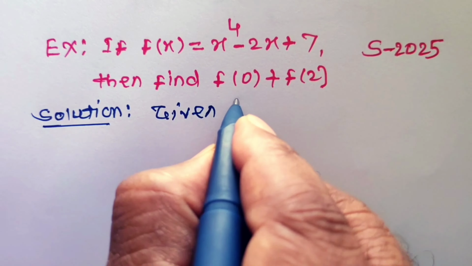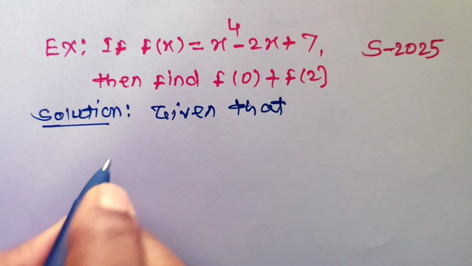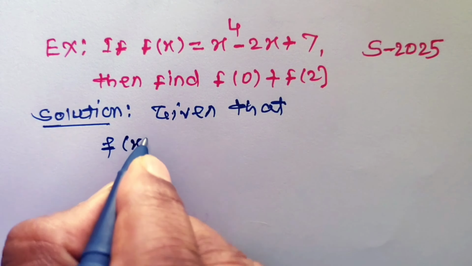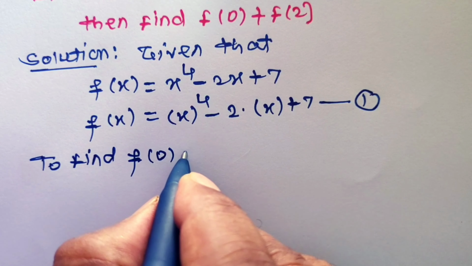given that, we have to rewrite the given equation as it is. Hence f of x is equal to x to the power 4 minus 2x plus 7. Now, we have to keep x in brackets and then again write the given equation as f of x is equal to (x) to the power 4 minus 2 times (x) plus 7, and consider this as equation 1.